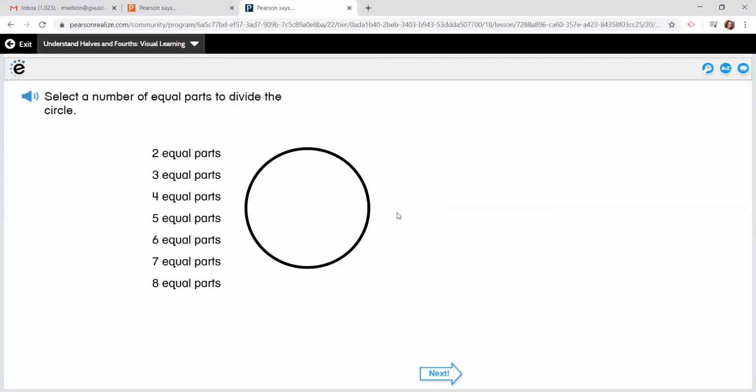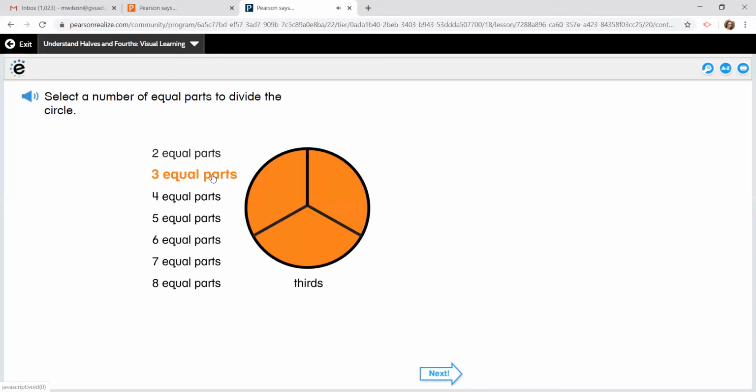Select a number of equal parts to divide the circle. And again, we can think about it being a pizza. So if I split it into 2 equal parts, the circle shows halves. That's what it's going to look like. So if I'm really hungry, am I going to want this size of a wedge or slice, or this size? Here comes 3 equal parts.